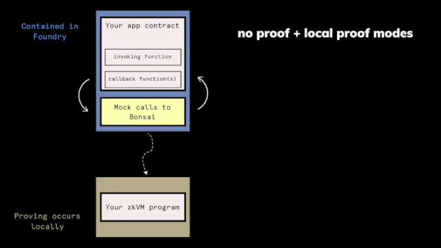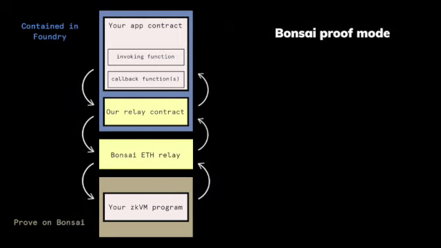Because what's really happening is, from the command line, we are running the zkVM program, we're generating the proof, and we're getting the results back to the callback function. So everything here is happening locally, both the app contract side and the proving side.